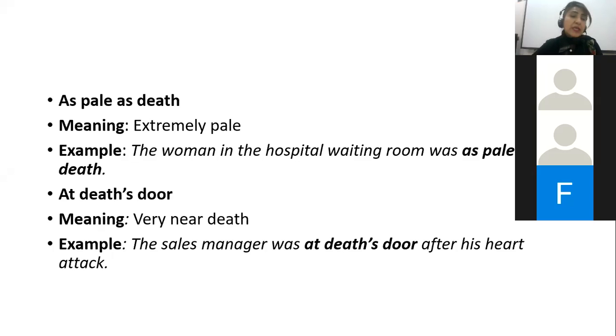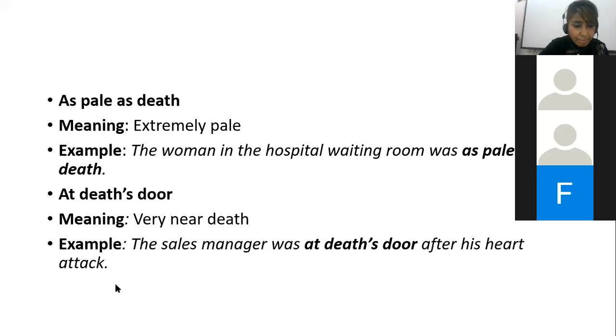"At death's door" means very near to death. Sometimes you may have heard in stories people saying that he is at death's door. It means someone who is very, very sick, or suffering from a chronic disease and has less chance of survival. Then we can say that the person is at death's door. The sales manager was at death's door after his heart attack. It means someone almost died.